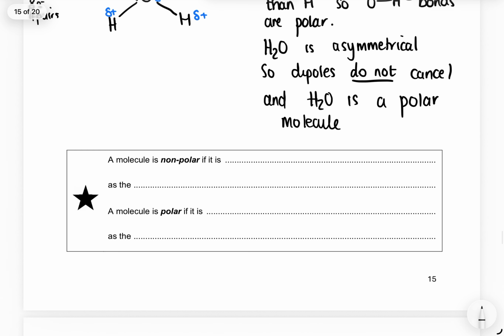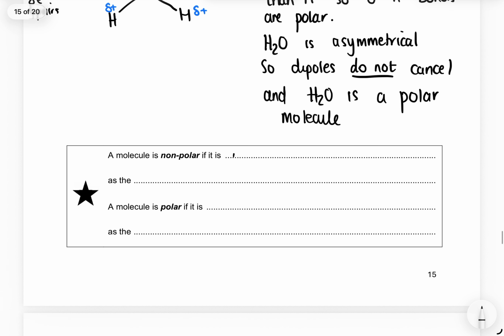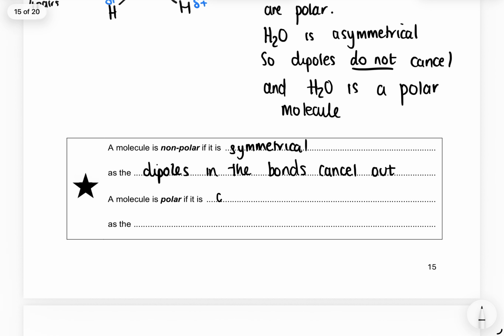So a molecule is non-polar if it is symmetrical, as the dipoles in the bonds cancel out. It's also non-polar if it doesn't have polar bonds. A molecule is polar if it is asymmetrical, unsymmetrical. The dipoles do not cancel.